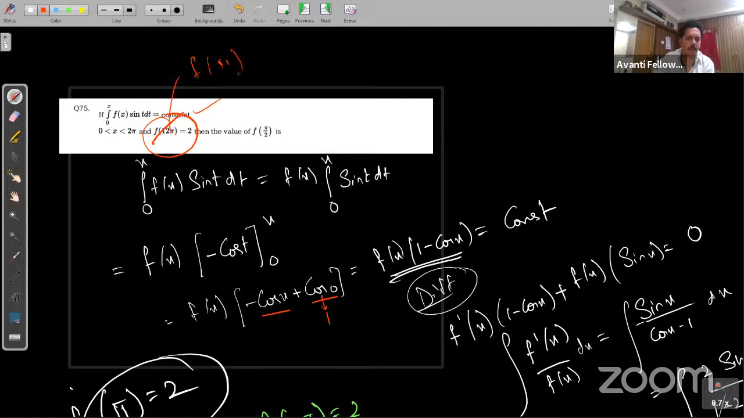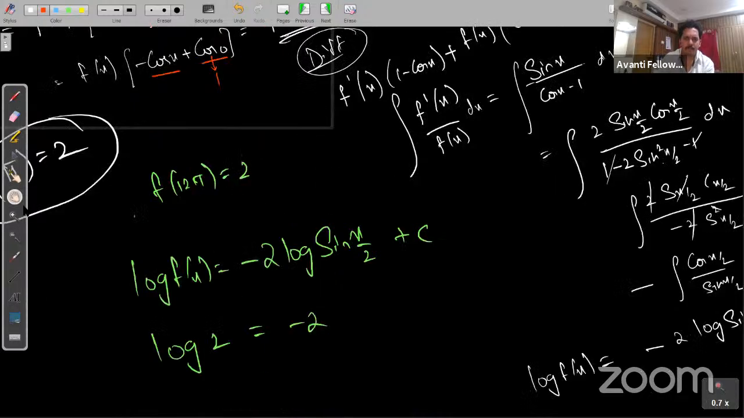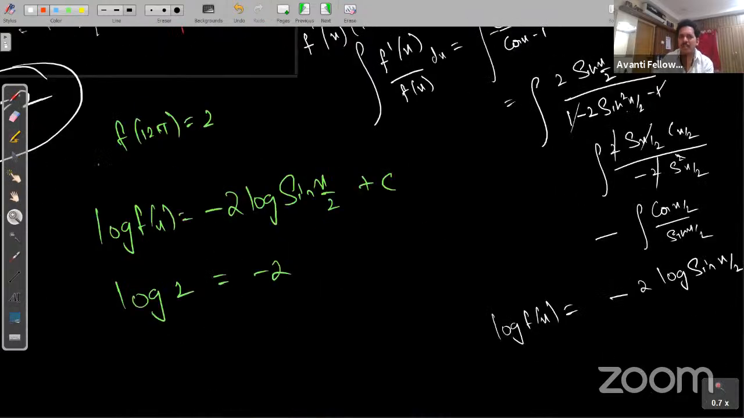F of pi is equal to 2 is the question. Okay. So see, because log 0 is undefined, that is why I'm shocked. Whatever value I keep for pi, I'm getting log 0. Log 0 is undefined. You can't proceed. It is infinity.